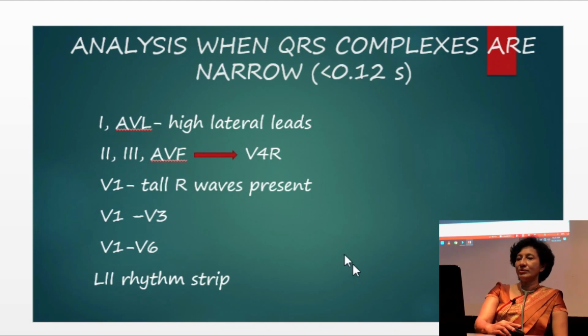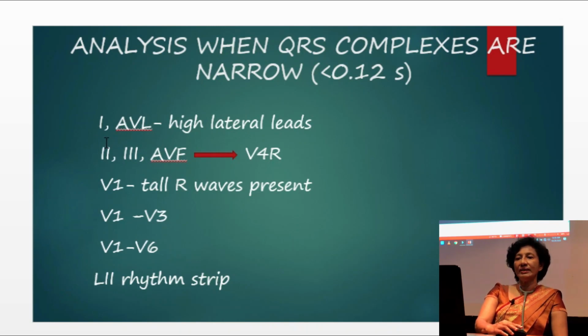If you follow this flow chart, you can make the diagnosis of myocardial infarction correctly and very quickly. But you can apply this flow chart only if QRS complexes are narrow.